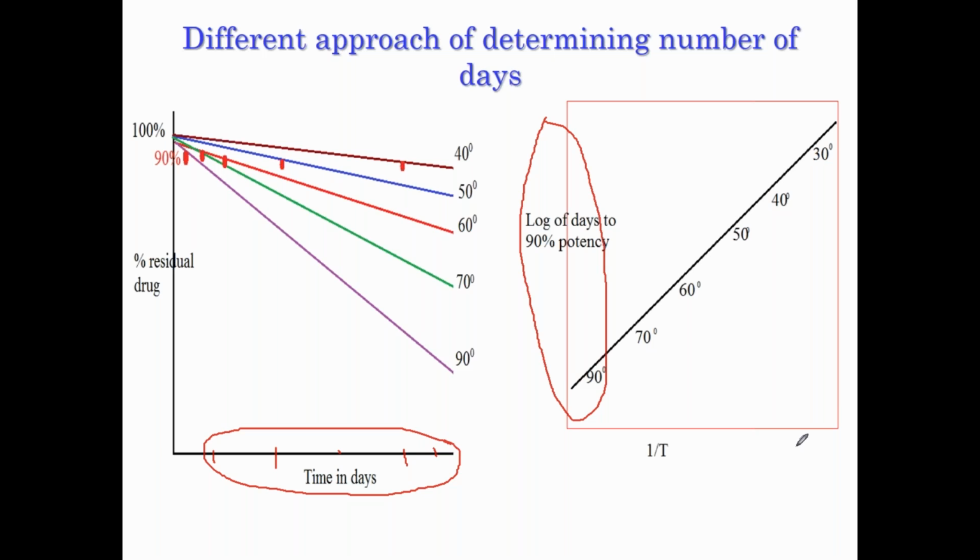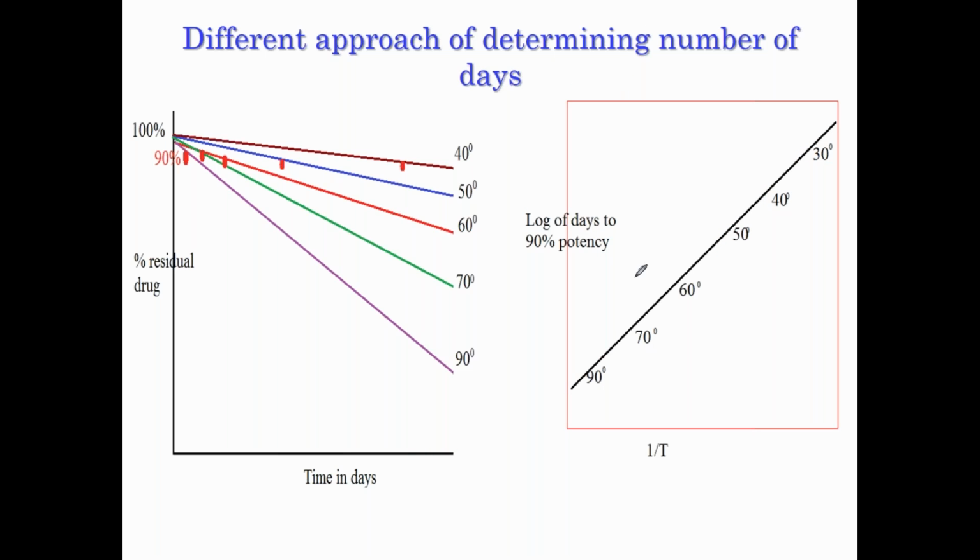Now what is the benefit of this graph? I can back extrapolate the line towards the upper side, because the 30° centigrade stability study we have not done. We have done only from 40 to 90. Sometimes we don't even do it at 40, we do it from 50 to 90° centigrade. So the advantage of this graph is that I can now extrapolate the line backwards in this direction.